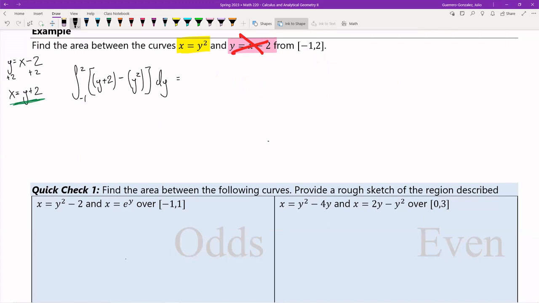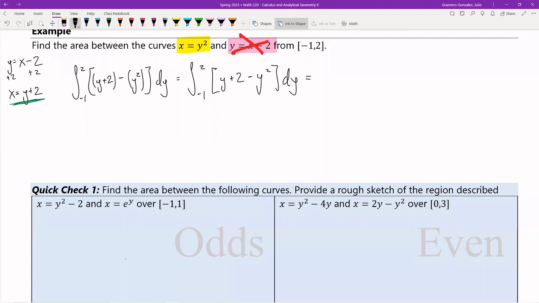So from here, I'm going to put this all under one integral. So integral -1 to 2. I'm going to keep the order. Y plus 2 minus y squared dy. And if you guys were paying attention in the last couple sections, remember how I said to start writing out your dy, right? Because in this case, our variable of integration is the y, right?